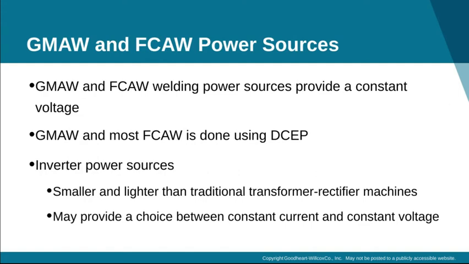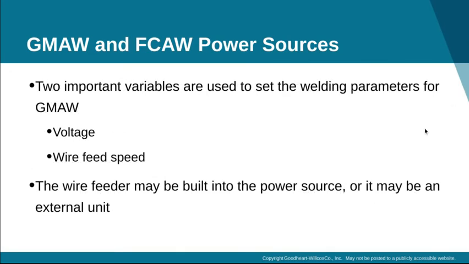MIG and flux core welding power sources provide a constant voltage. MIG and most flux cores are done using direct current electrode positive again. Inverter power sources, smaller and lighter than traditional transformer rectifier machines, may provide a choice between constant current and constant voltage. Two important variables are used to set the welding parameters for MIG: voltage and wire speed.